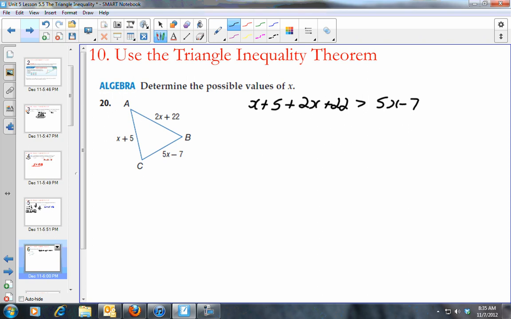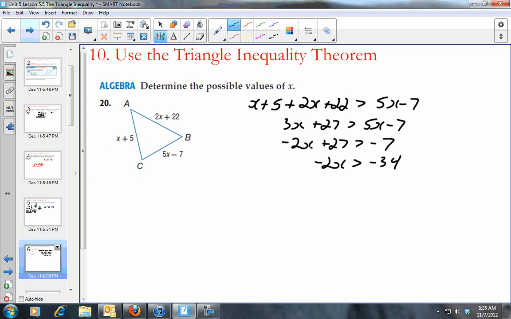So let's solve it. Let's simplify the left. x plus 2x is 3x. 5 plus 22 is 27. And then we can subtract 3x from both sides. Actually, with the inequalities, I tend to really prefer my x's on the left. So I'm going to put the x on the left. So I'm going to subtract 5x instead. So 3x minus 5x would be negative 2x plus 27 is greater than negative 7. Now I need to subtract 27. So negative 2x is greater than negative 7 minus 27.